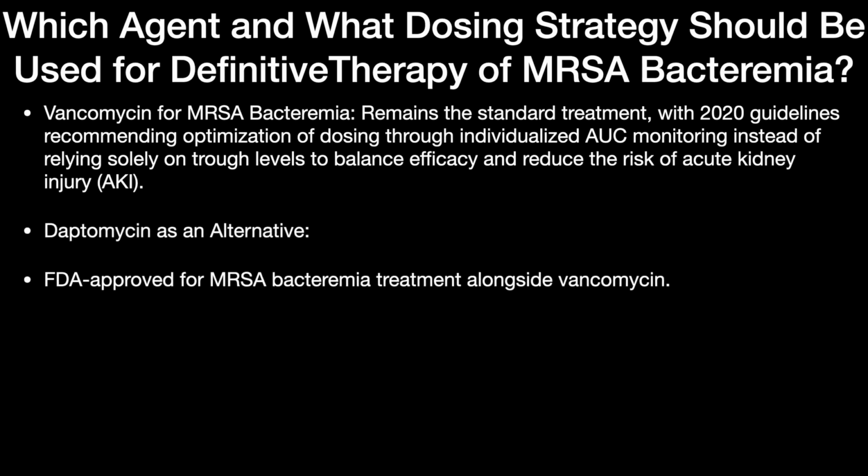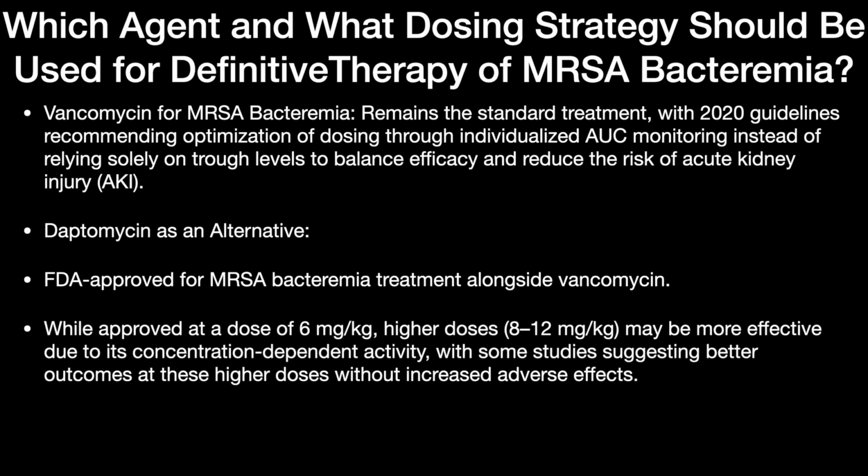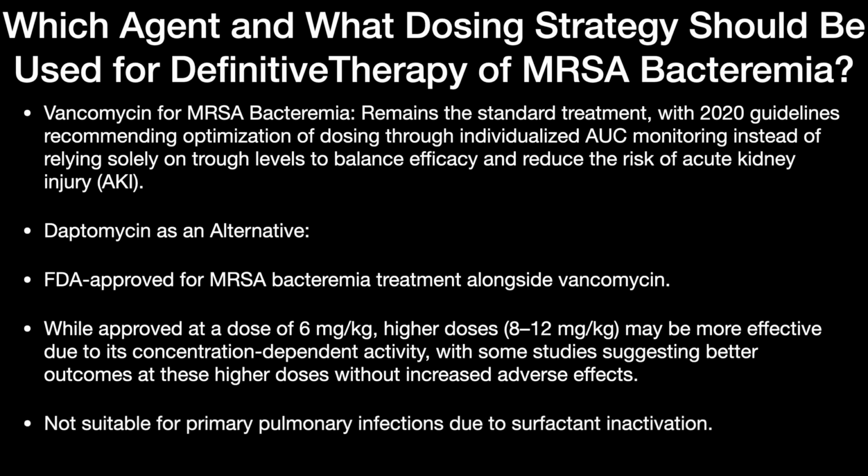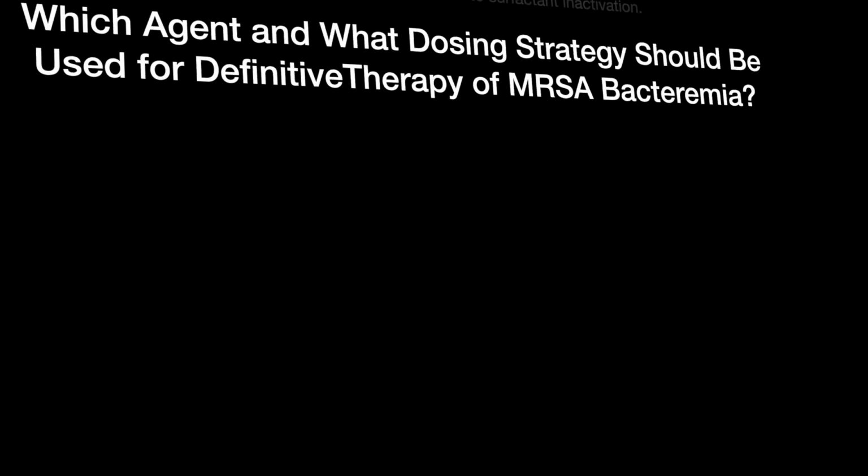Daptomycin is an alternative. The FDA has approved it for management of bacteremia. While approved at a dose of 6 milligrams per kg, higher doses, that is 8 to 12, may be more effective due to the concentration-dependent activity, with some studies suggesting better outcomes at higher doses without increasing any adverse effects. It is not suitable for primary pulmonary infection due to the surfactant inactivation.